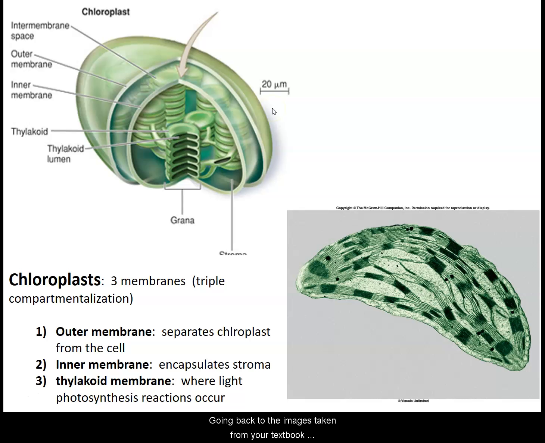Going back to the images taken from your textbook, again, there's going to be 3 sets of membranes, which just means we have a lot of compartmentalization within a chloroplast. We have the outer membrane and the inner membrane, as we've already discussed, and then those thylakoids are made up of membranes as well. So those are all places where if we were able to zoom in, we would see an actual phospholipid bilayer.